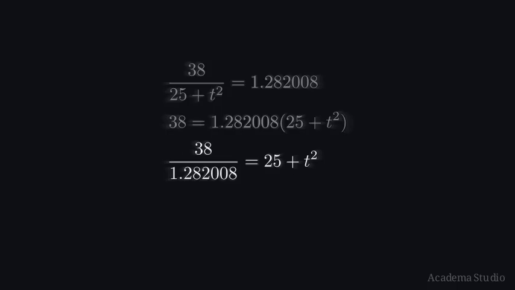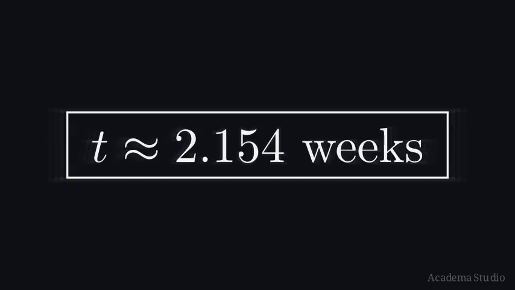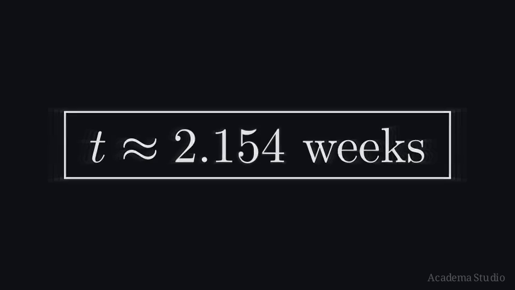38 over 1.282008 equals 25 plus t squared. 38 over 1.282008 minus 25 equals t squared. Continue the aligned calculation. The next steps are shown one line at a time. We take the positive square root because time cannot be negative. The instantaneous rate of change equals the average rate of change at approximately t equals 2.154 weeks.